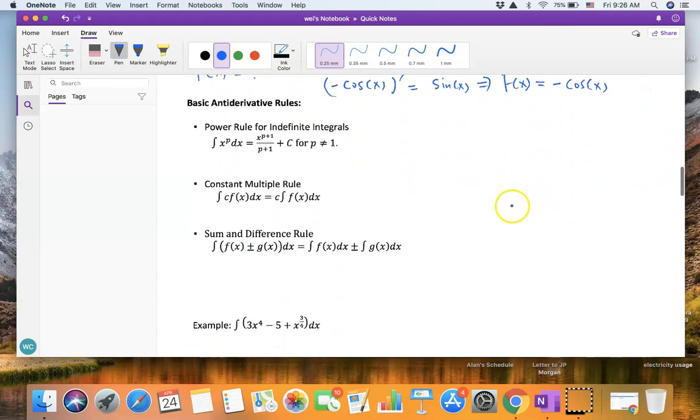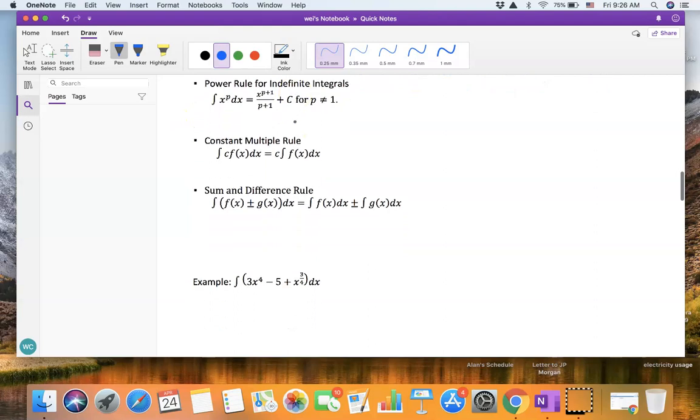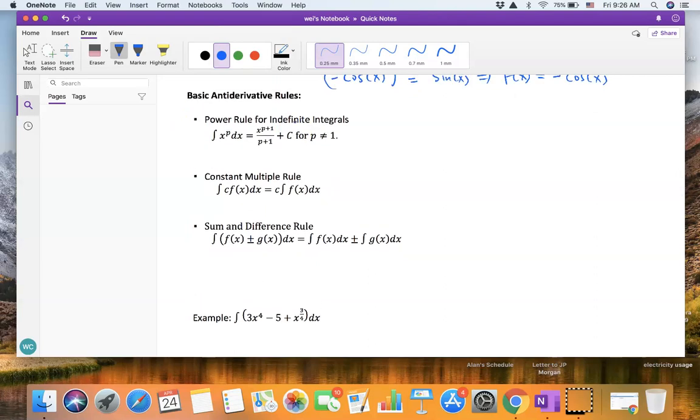Okay, in the next video, we will look at some basic antiderivative rules. And using those rules for some functions, we will be able to know what the antiderivative is quickly.